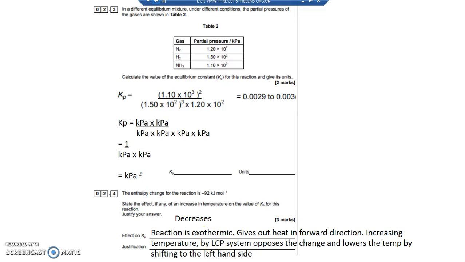The way to explain that is the reaction is exothermic, gives out heat in the forward direction. Increasing the temperature by Le Chatelier's principle, it's going to try and oppose that change and lower the temperature, and it can do that by shifting the position of the equilibrium to the left hand side, because going to the left hand side it's endothermic and takes in heat.